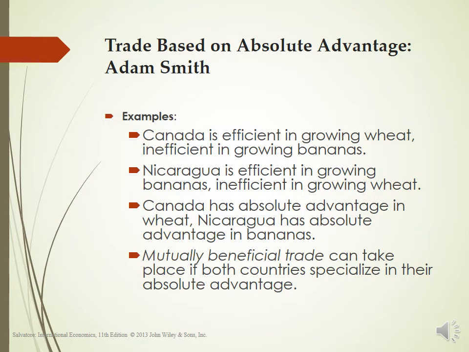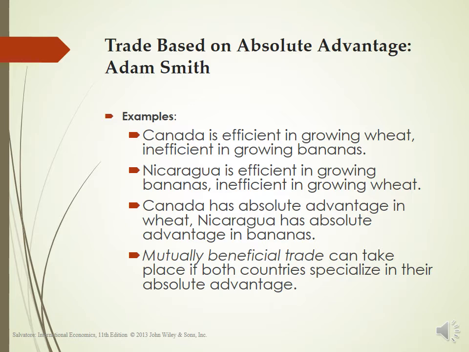For example, Canada is efficient in growing wheat, inefficient in growing bananas. Nicaragua is efficient in growing bananas but inefficient in growing wheat. Canada has the absolute advantage in wheat. Nicaragua has the absolute advantage in bananas. Mutually beneficial trade can take place if both countries specialize in their absolute advantage.